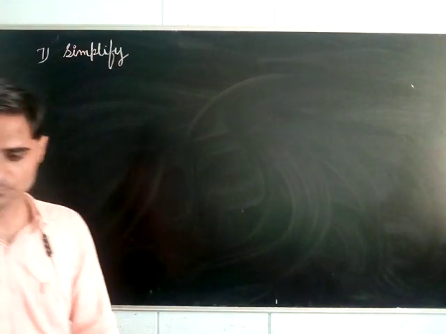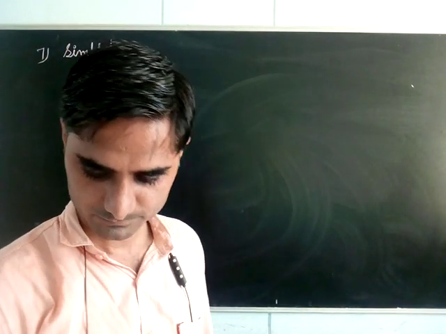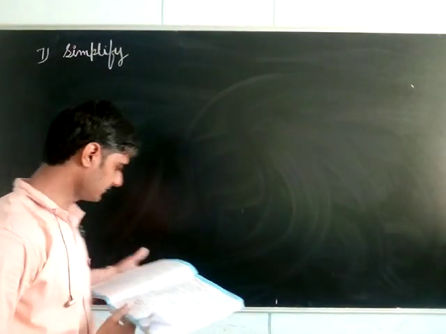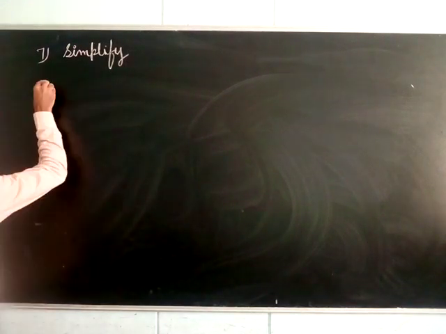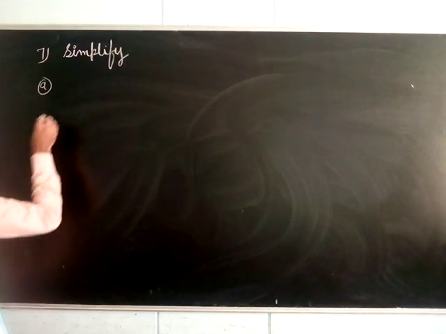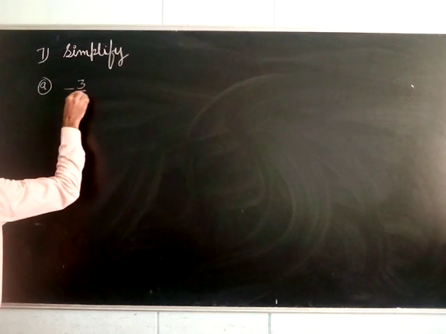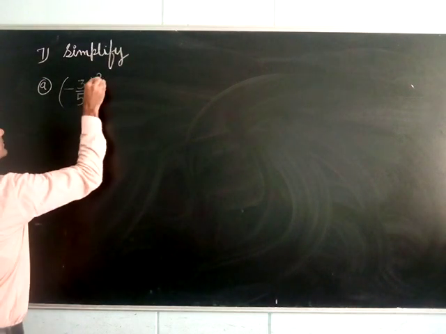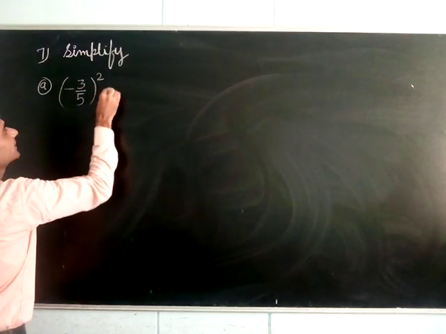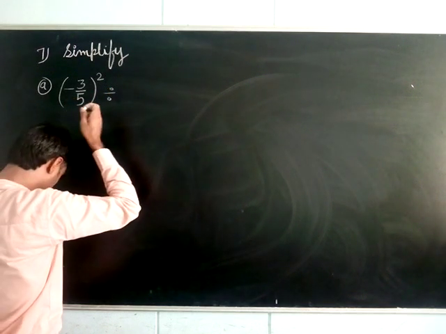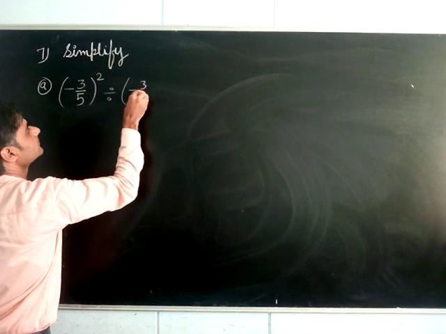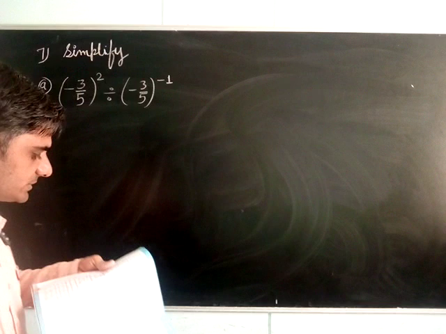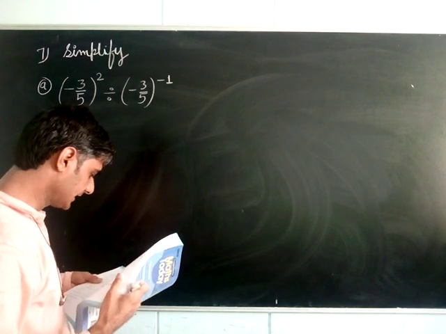Simplify. What to simplify here? See, number 1 question I'm going to write here, A. A is (minus 3 upon 5) whole power 2, correct? And divide by (minus 3 upon 5) whole power minus 1. Right? This is the question. One more question I am taking, that I will take, C.